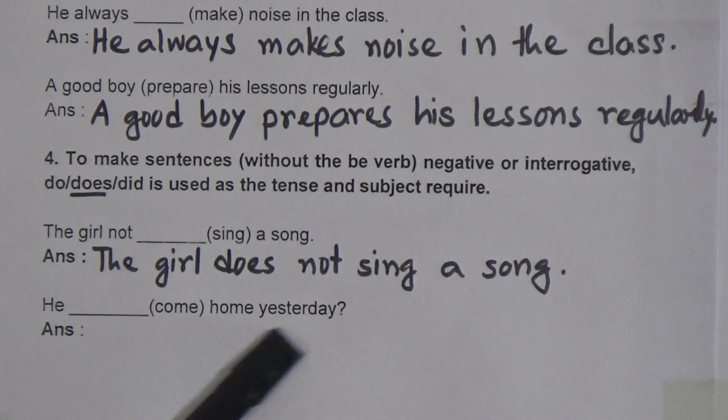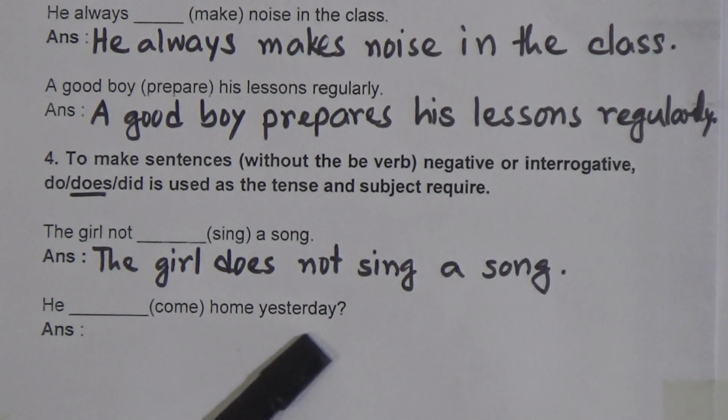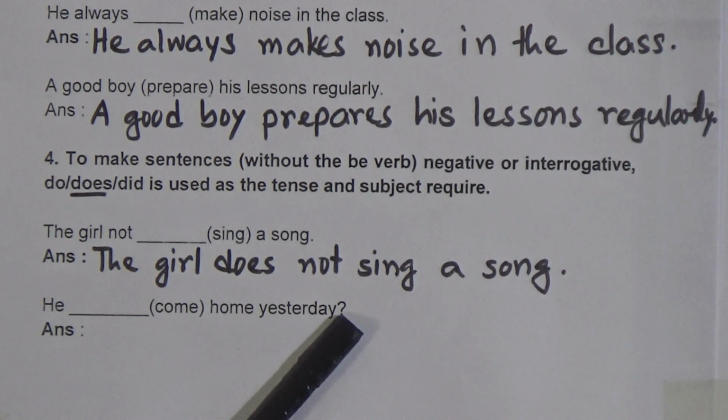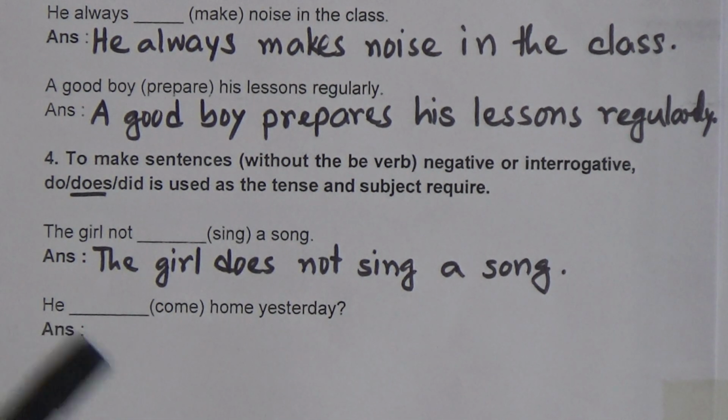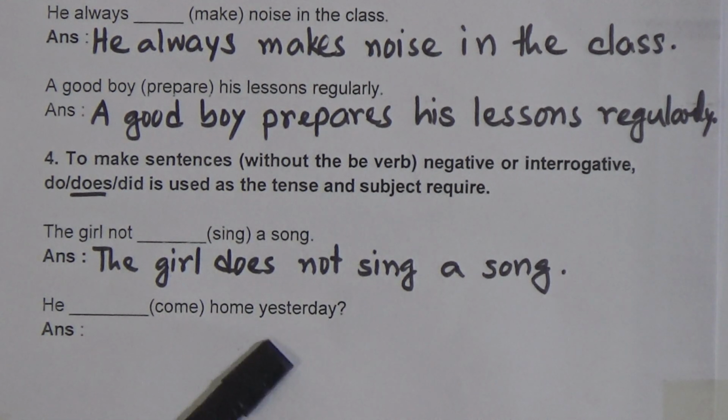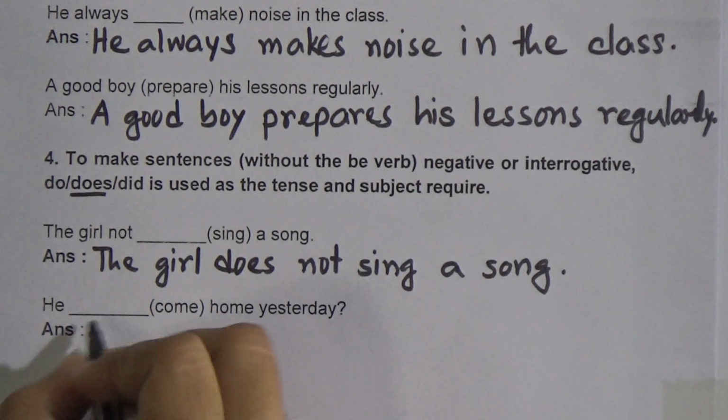So now look at the word yesterday, and we all know that if we find a word like last, ago, yesterday, it will be past indefinite tense. And now look at the end of the sentence, there is the question mark, that means we will make it an interrogative sentence. So we will start our sentence with did, because we know that if you want to make negative or interrogative in the past indefinite tense, we will use did.